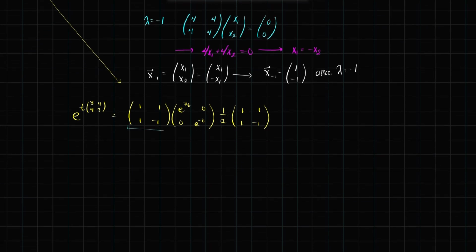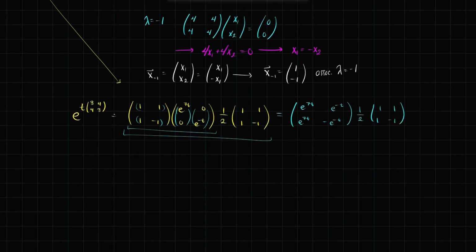We need to go ahead and perform the multiplication. The first multiplication gives me, looking at rows against columns, e to the 7t, e to the negative t, e to the 7t, and negative e to the negative t, against 1/2, 1, 1, 1, negative 1. And we'll do one more multiplication here, rows against columns, giving me 1/2. Then I have e to the 7t plus e to the minus t, and then top right gives me e to the 7t minus e to the negative t. Bottom left gives me e to the 7t minus e to the negative t. Bottom right gives me e to the 7t plus e to the negative t.